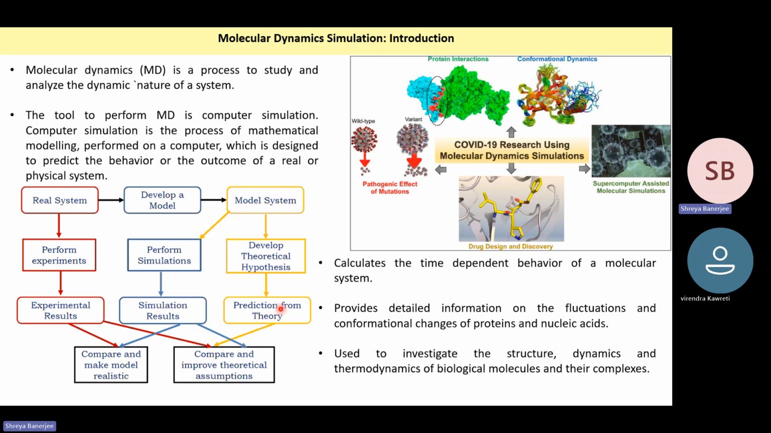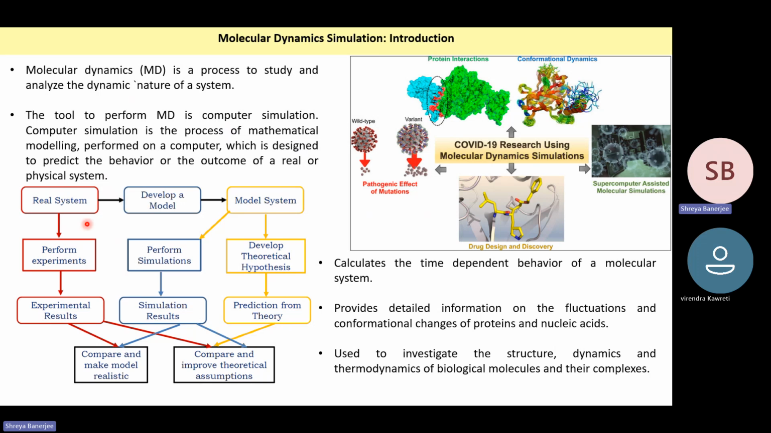Based on that hypothesis, we can make some predictions. Then we can compare the results of the simulations with the experimental results and also the prediction that we have done. Comparison of all three will help us improve the model. Suppose the prediction is not matching with the experimental results. That means we have to improve the prediction. Or suppose the simulation result is not matching with the experimental result. That means our model is not good and we have to improve the model.